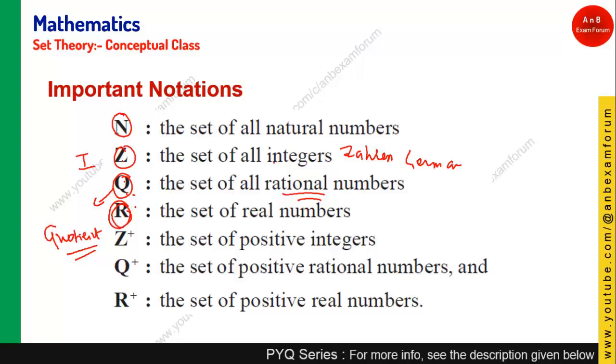I assume that you know the meaning of natural, integer, rational and irrational numbers. I assume that you know all these terminologies. And if I say the set of all positive numbers, then I will put a plus on the top of that. You can take a screenshot and remember it, it is very simple.